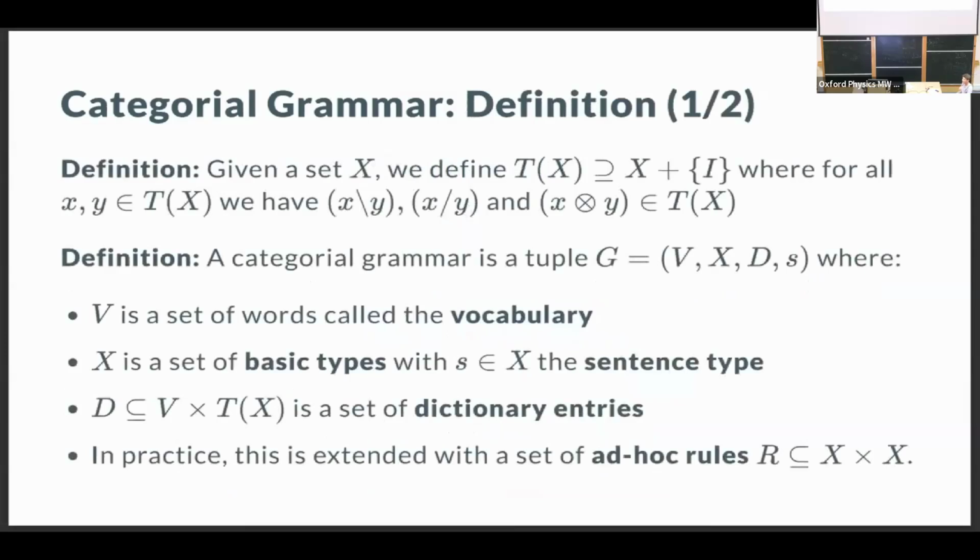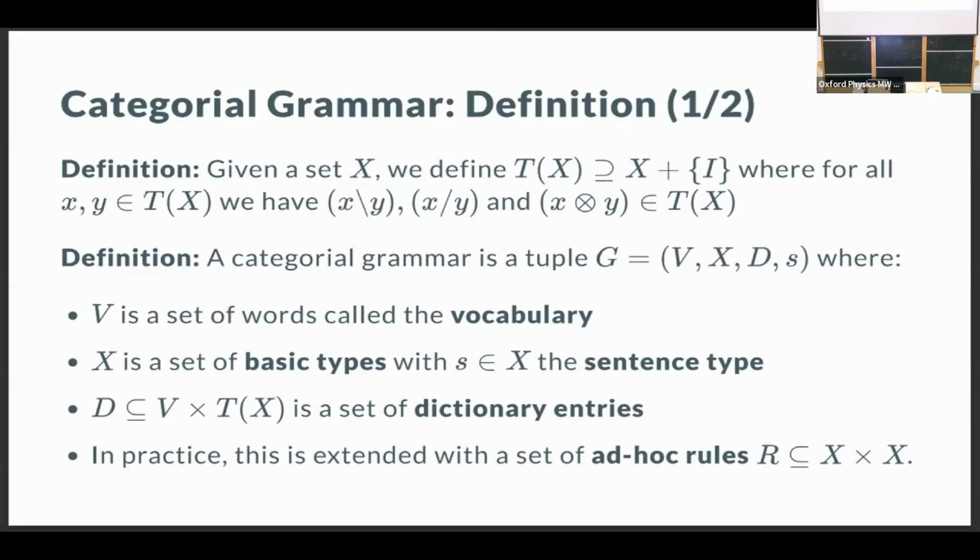You've got a set of basic types, so sentence, noun, noun phrase, for example, would be examples of atomic things. Then you've got vocabulary, all the words in your language, and a dictionary, which tells you for each word in the vocabulary what are the possible types for it. So you've got this free algebra over slashes on the left, on the right, tensor product, and a unit. So all the terms that you can form with these slashes and tensors, and then for each word you assign a number of these types. So for example, the word "type" will have two types. It can be a noun, or it can be a verb. So these will be different dictionary entries.